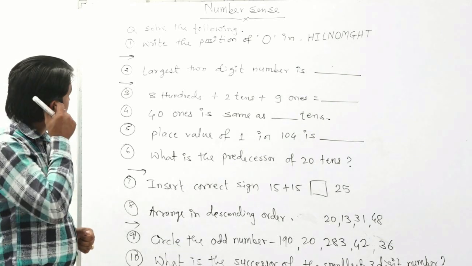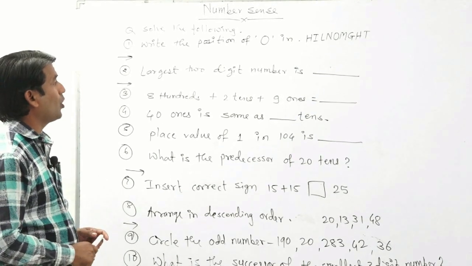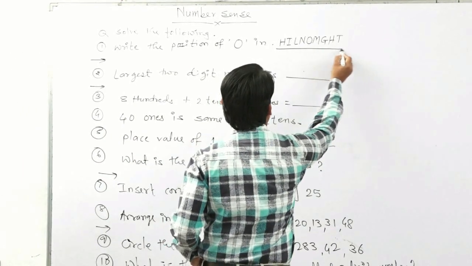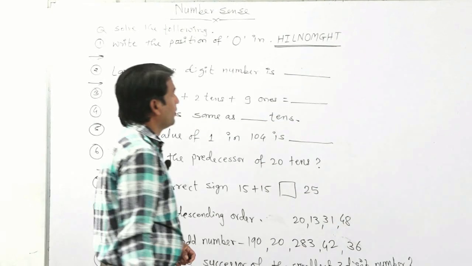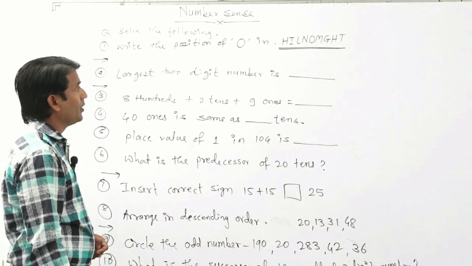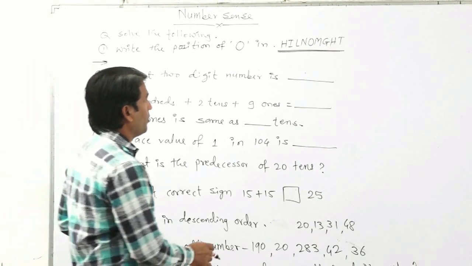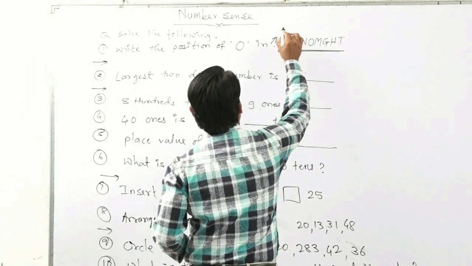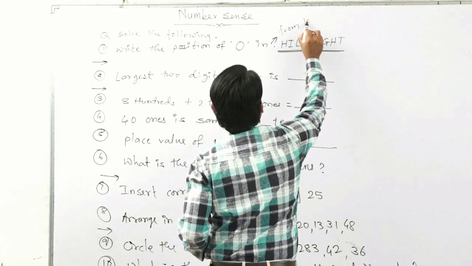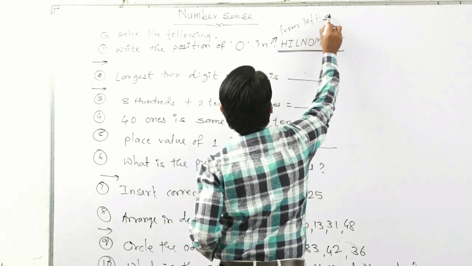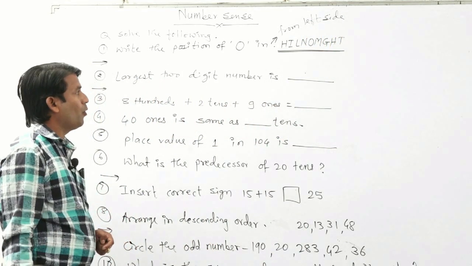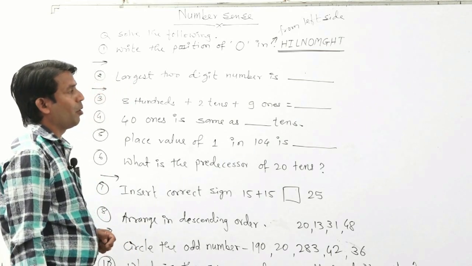The first one is: write the position of O in the given letters. What is the position of O in the given letters? We will write it from the left side. What is the position of O in the given letters from the left side?